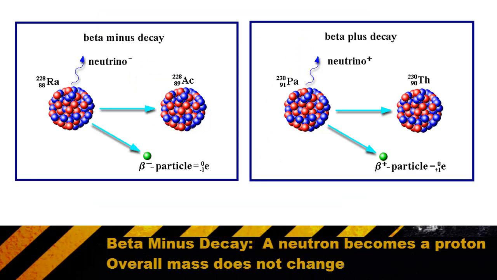Beta decay is a lot different than alpha decay. In beta decay, there's actually no change in mass. Instead, in beta decay, protons and neutrons are just changing place. There are 2 kinds of beta decay: beta minus decay and beta plus decay.